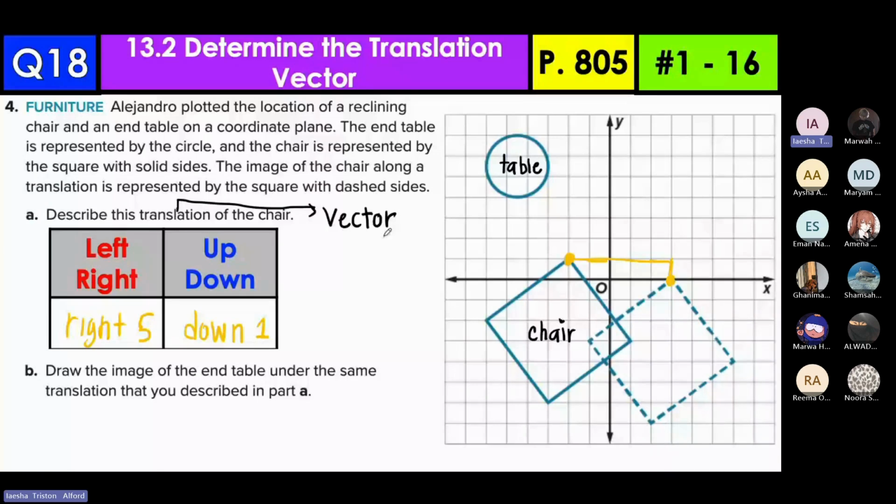If every point of the chair went right 5 and down 1, from this point of the chair, right 5, down 1. From this point of the chair, right 5 and down 1. Every single one. That is the purpose of the vector. The vector is to show you how to move the shape. So they all have to move right 5, down 1. To put the vector, it's positive 5 and negative 1.